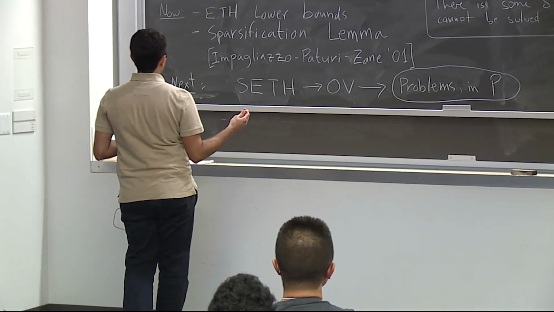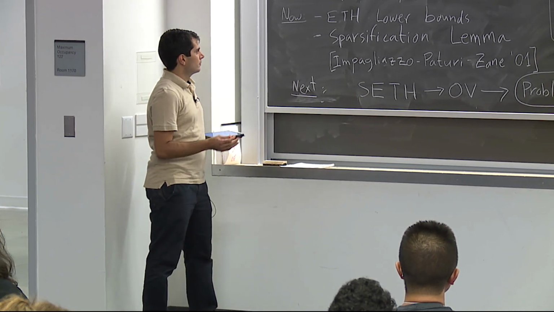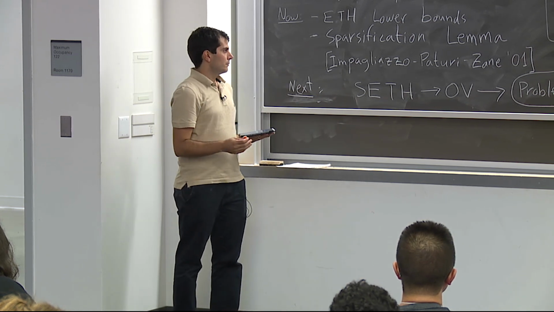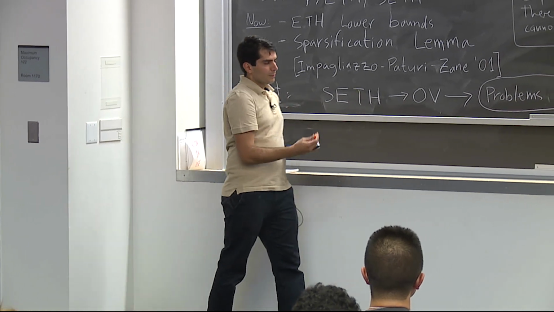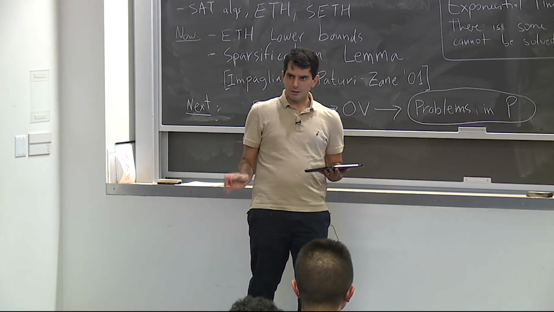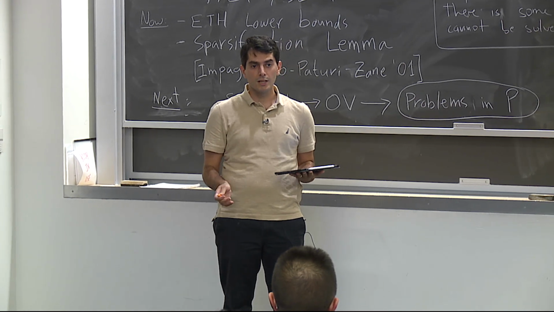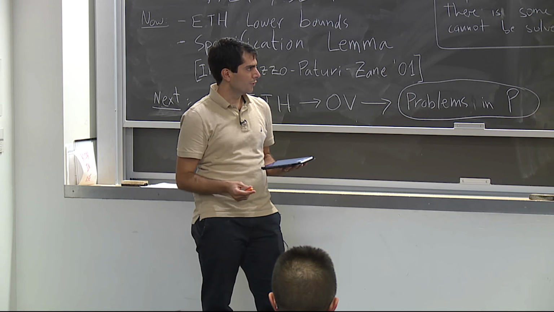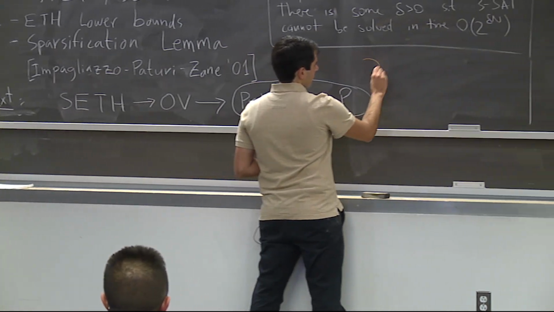So I'm going to give two talks now. The first one will be about ETH lower bounds. And the next one will be about SETH, the strong ETH. ETH lower bounds are not fine-grained enough for us. They don't give us interesting stuff for P, for polynomial time problems. But I think they're very good to know and to keep in mind, and I think they're very, very cool on their own.